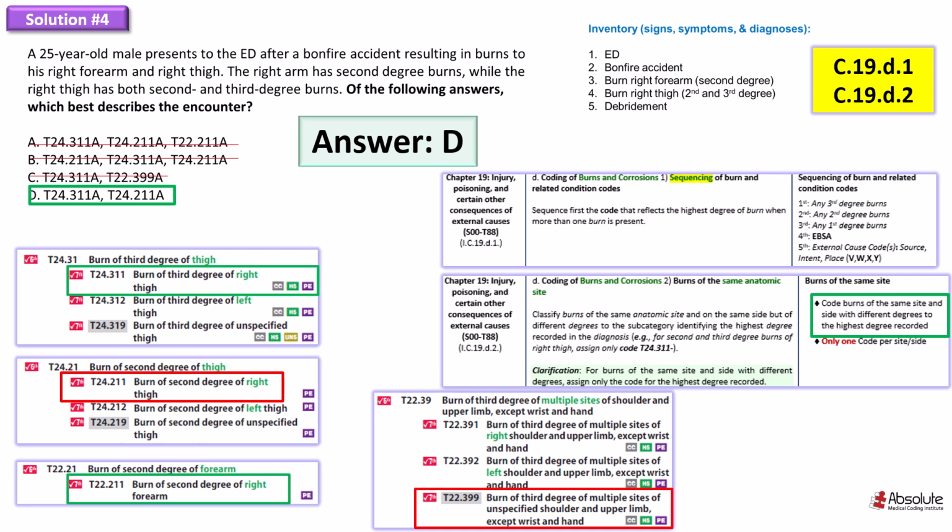Okay, now we're going to switch gears and we're going to talk about adverse effects and poisonings.